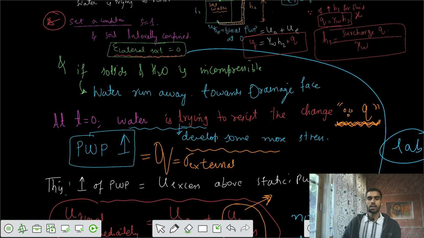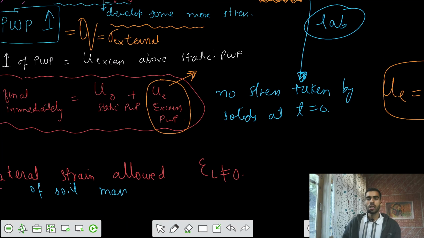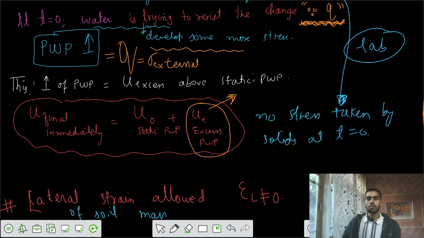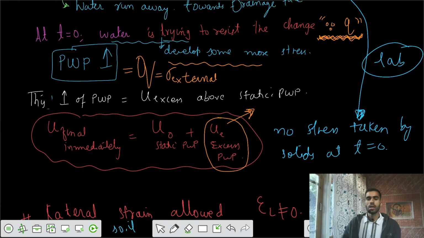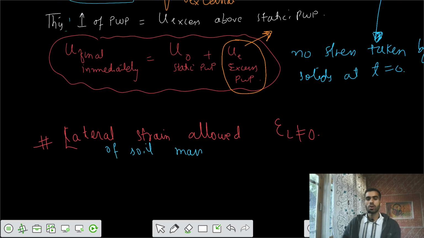At that time we say that for lateral strain to be zero, the stress in the solid is not going to increase. That means all the increase of stress is taken by the pore water. So there would be stress developed in the pore water, that is extra pore water pressure. That's your excess pore water pressure.